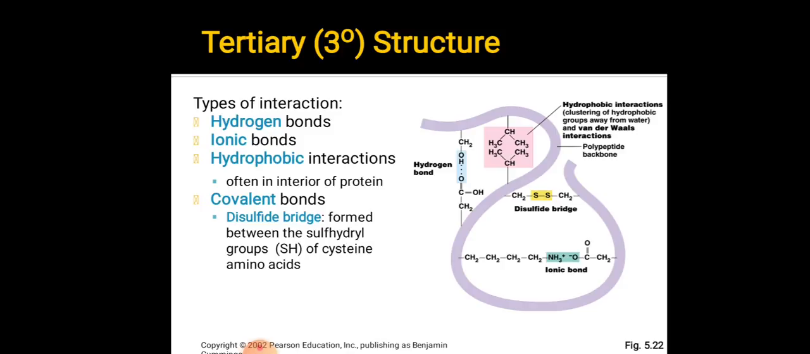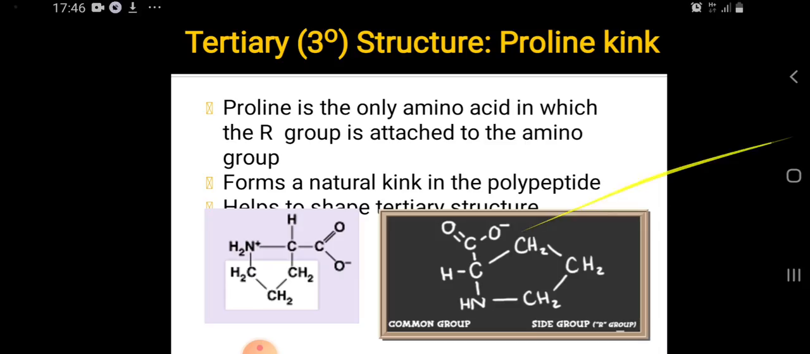Tertiary structure, types of interaction: hydrogen bonds, ionic bonds, hydrophobic interactions, often in the interior of the protein, and covalent bonds like a disulfide bridge formed between the sulfide groups of cysteine amino acids. Proline kink: proline is the only amino acid in which the R group is attached to the amino group; it forms a natural kink in the polypeptide and helps shape the tertiary structure.